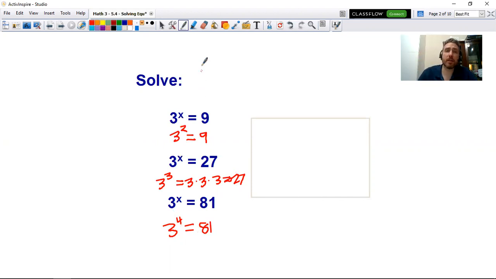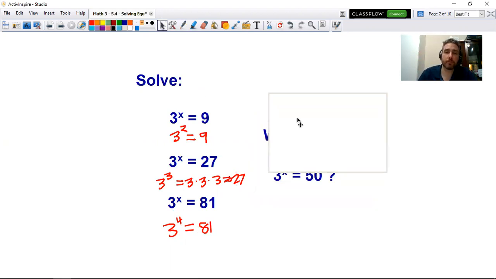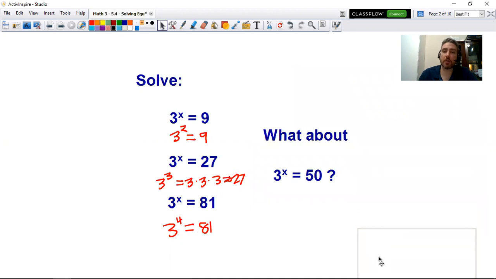But now let's think about this question. What power could you raise 3 to so that you get 50? Well, where is 50 between? We've got a number between 27 and 81. So we would think that the number in the exponent would be somewhere between 3 and 4.